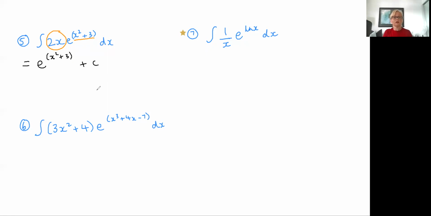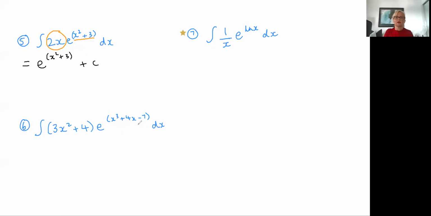Why? Well, let's go back the other way. If I told you to differentiate that, you'd get e to the that multiplied by the derivative of that inner function, which is 2x. And there you go. So it hasn't disappeared, it really is there.